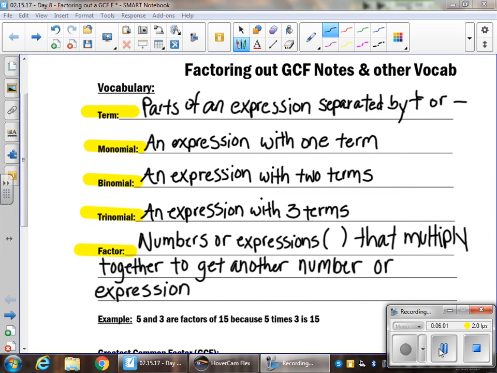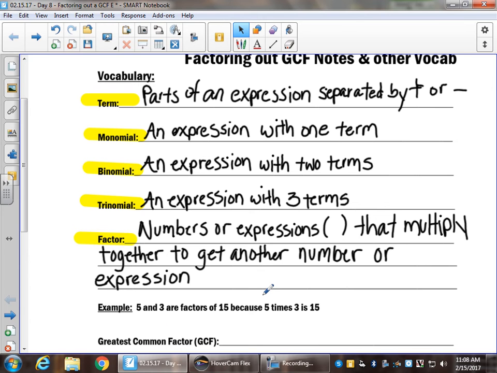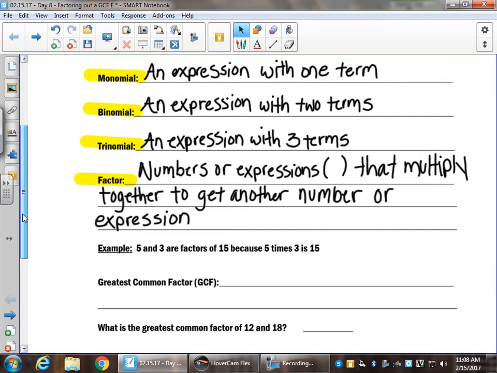Good? I'm going to pause you again. Say that again. What are the factors of 6? 2, 3, 1, and 6. Exactly. Because 2 and 3 multiply to get 6, 1 and 6 multiply to get 6. So just keep going. Our next vocabulary.